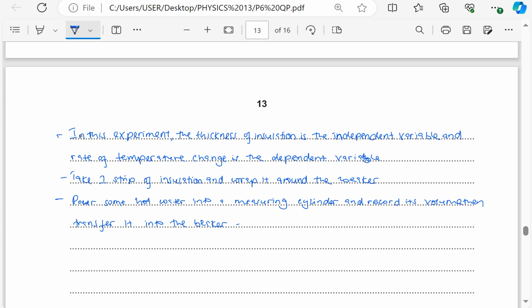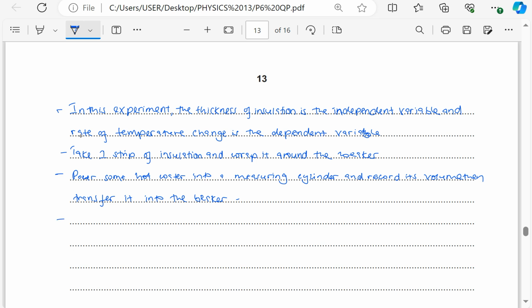Remember, the volume of hot water used must be kept constant throughout the experiment. So I'll write it here: the volume of hot water used must be kept constant throughout the experiment.